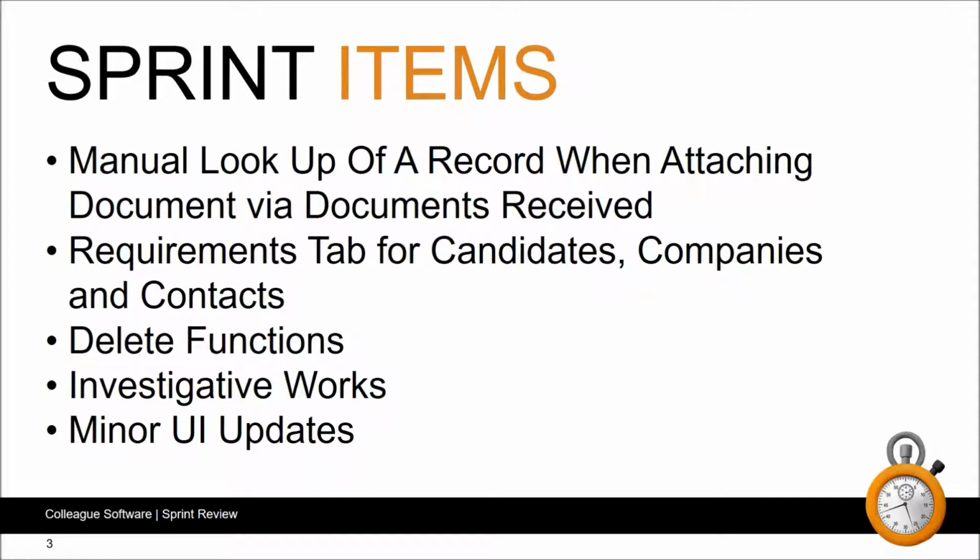Looking at the high-level items and to explain further, in the documents received area we've now added the ability to manually search for a record when we want to attach a document. This is a blanket search of all of the main entities, so the lookup can include placements and requirements.